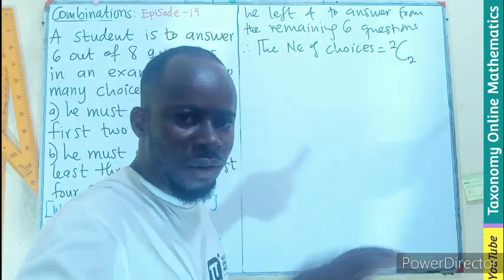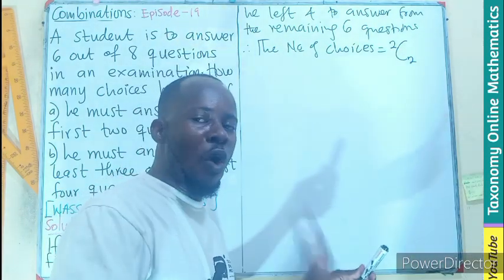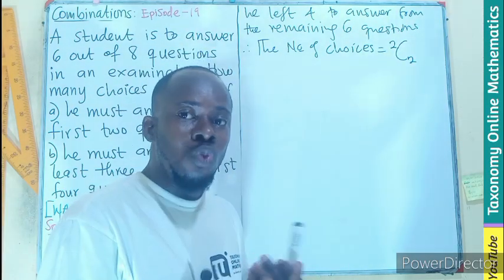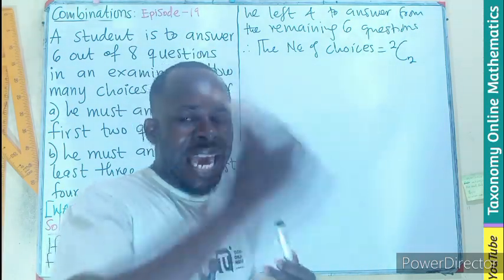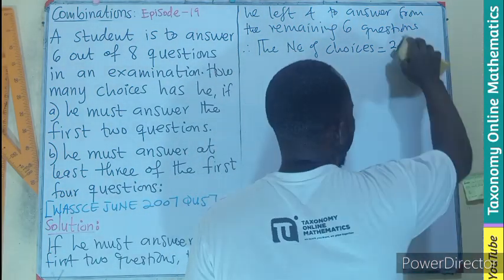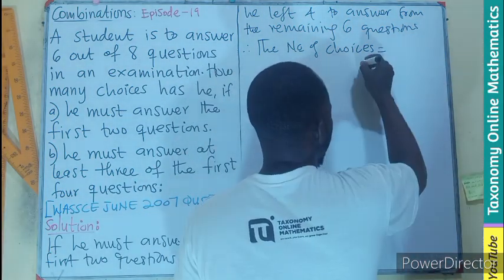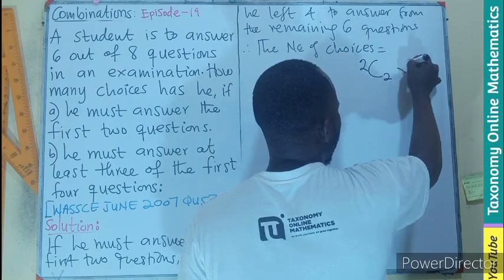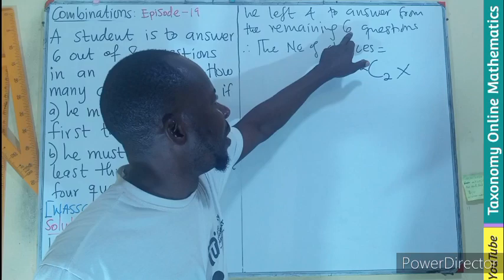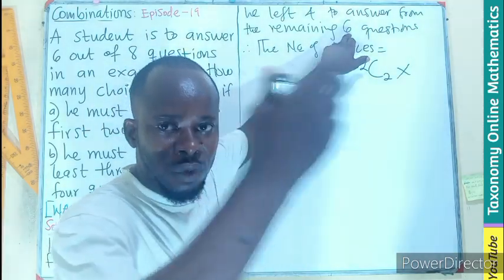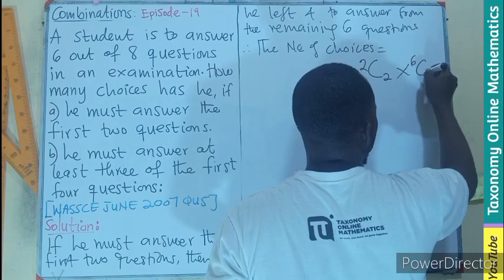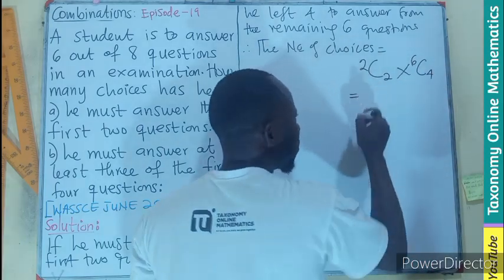And it is not "or". You are not answering 2 or 4. Somebody would prefer to answer the 2 questions and leave the 4. But here, "and" is a must. So "and" is a multiplication. Let me drop this down. So 2 combination 2, and we have to select 4 from the remaining 6. So 6 questions available, you are picking 4. So 6 combination 4.